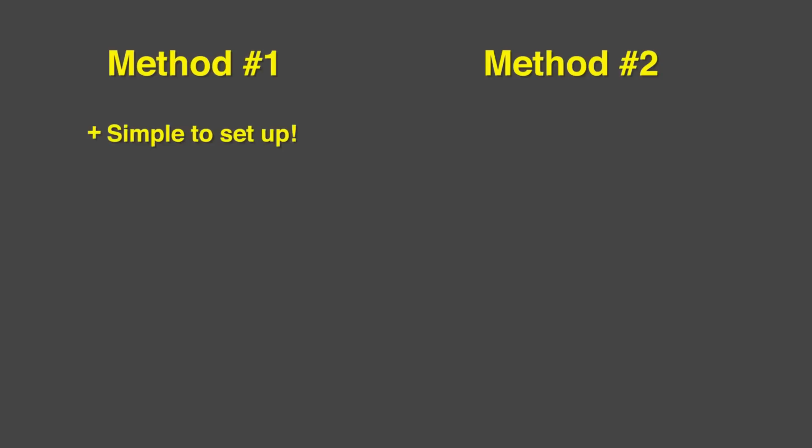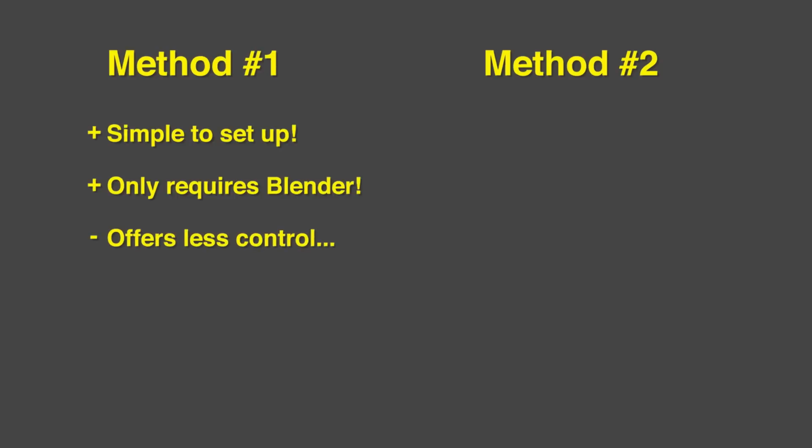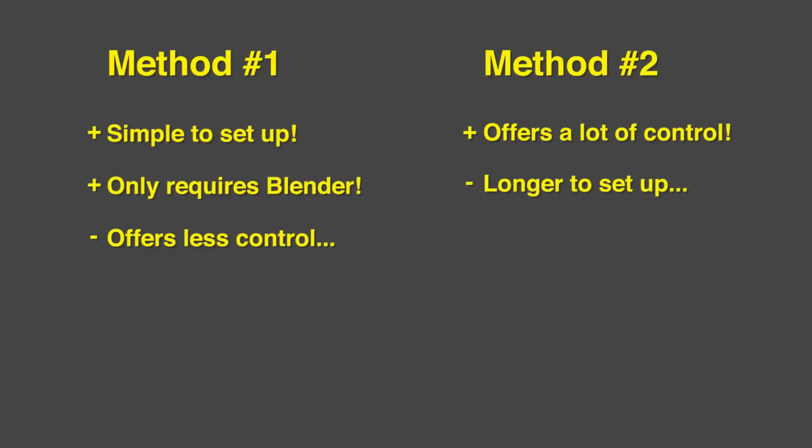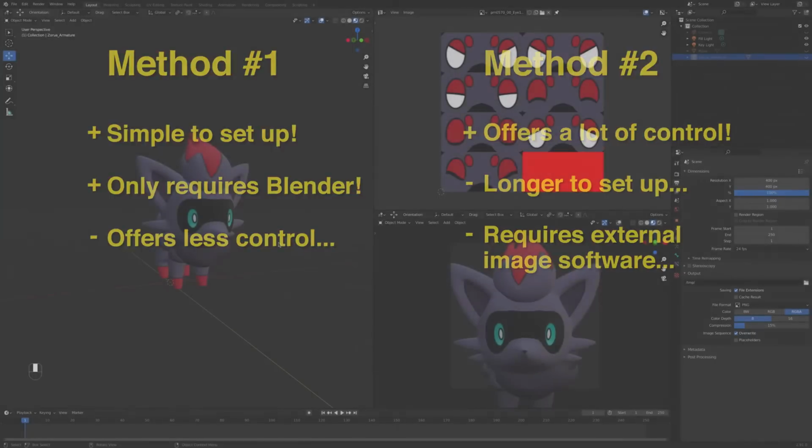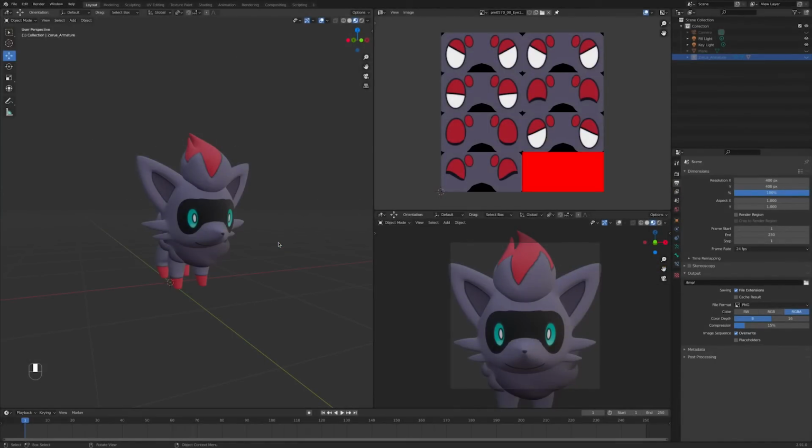Method 1 is super short, super simple, and can be done solely within Blender. However, it offers you less customization in your expressions, as you won't be able to move your model's irises around. You'll see what I'm talking about a bit later. Method 2 will allow you to move your model's irises around, but it takes a bit longer to set up, and it requires the use of an external image program like GIMP. We'll start with Method 1, and if you've been attentive to the textures in your folder, then you may have already figured this one out.